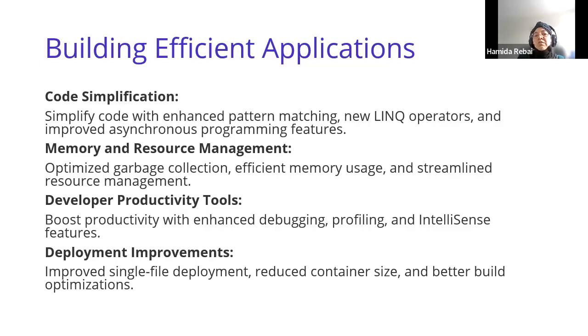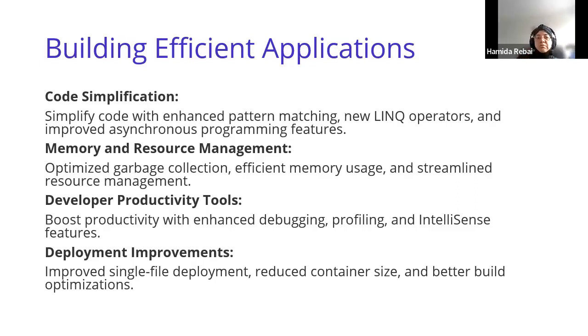And this is why .NET 8 introduced various features that we already mentioned that simplify code structure and enhance pattern matching. We already mentioned that in one of the different core features, the new LINQ operator, different methods, for example, and improved async await programming. So we have different features, and this makes it easier to follow best practices and maintain consistency across projects.